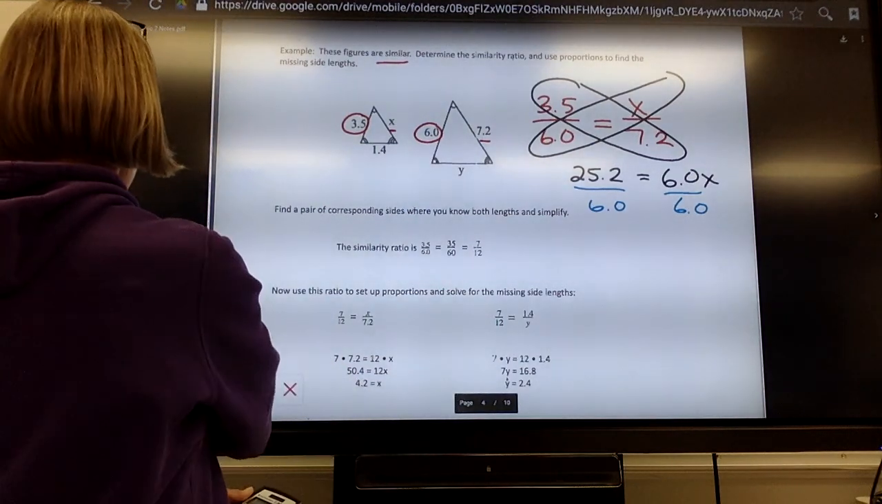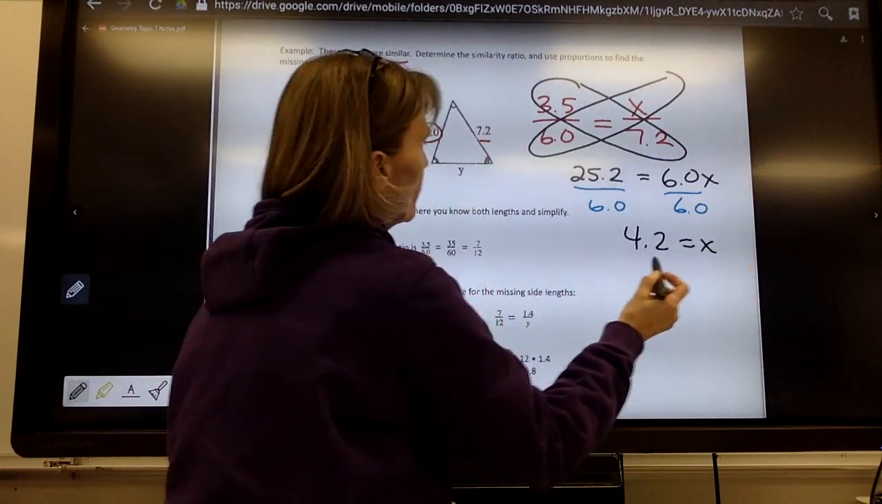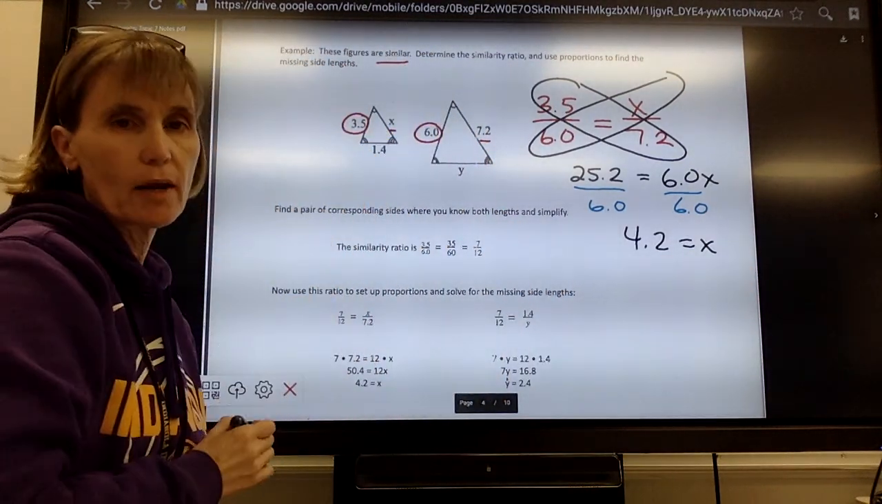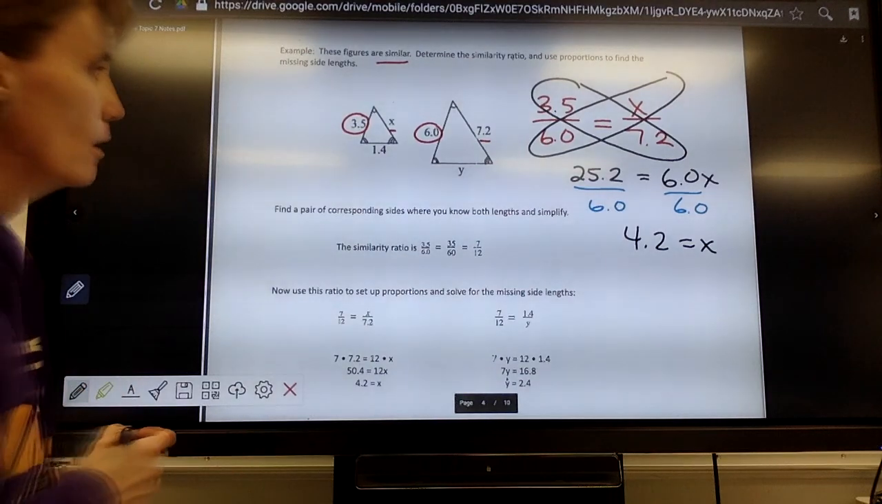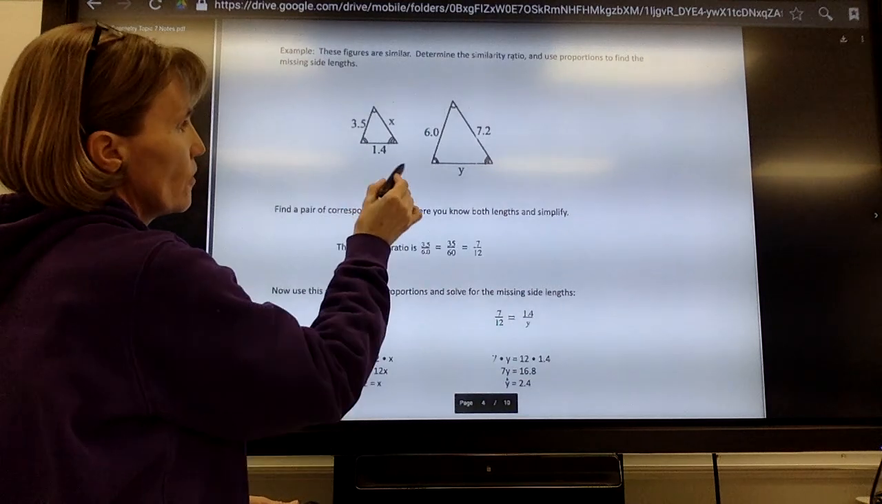And we get a value of 4.2. 4.2 is equal to x. So I know that this side length over here would have to be 4.2 units. Okay, I'm going to do the same thing to find the value of y.